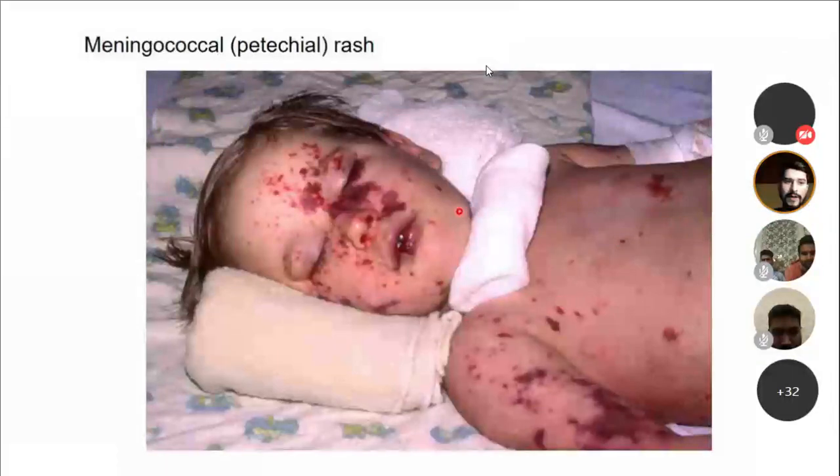So the rash, as I told you before, right? This is the pathogenesis of the rash. The pathogenesis of the rash has two pathways.